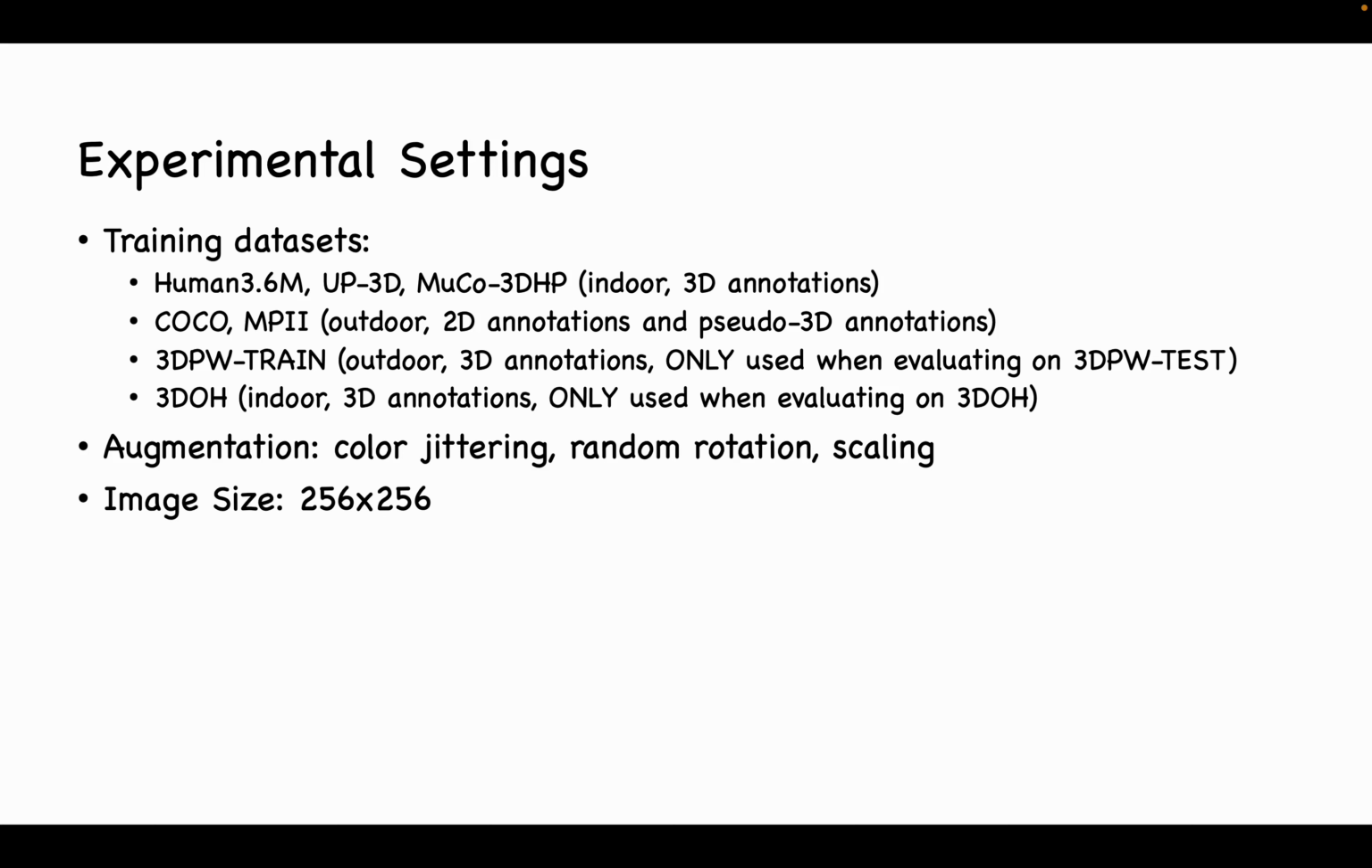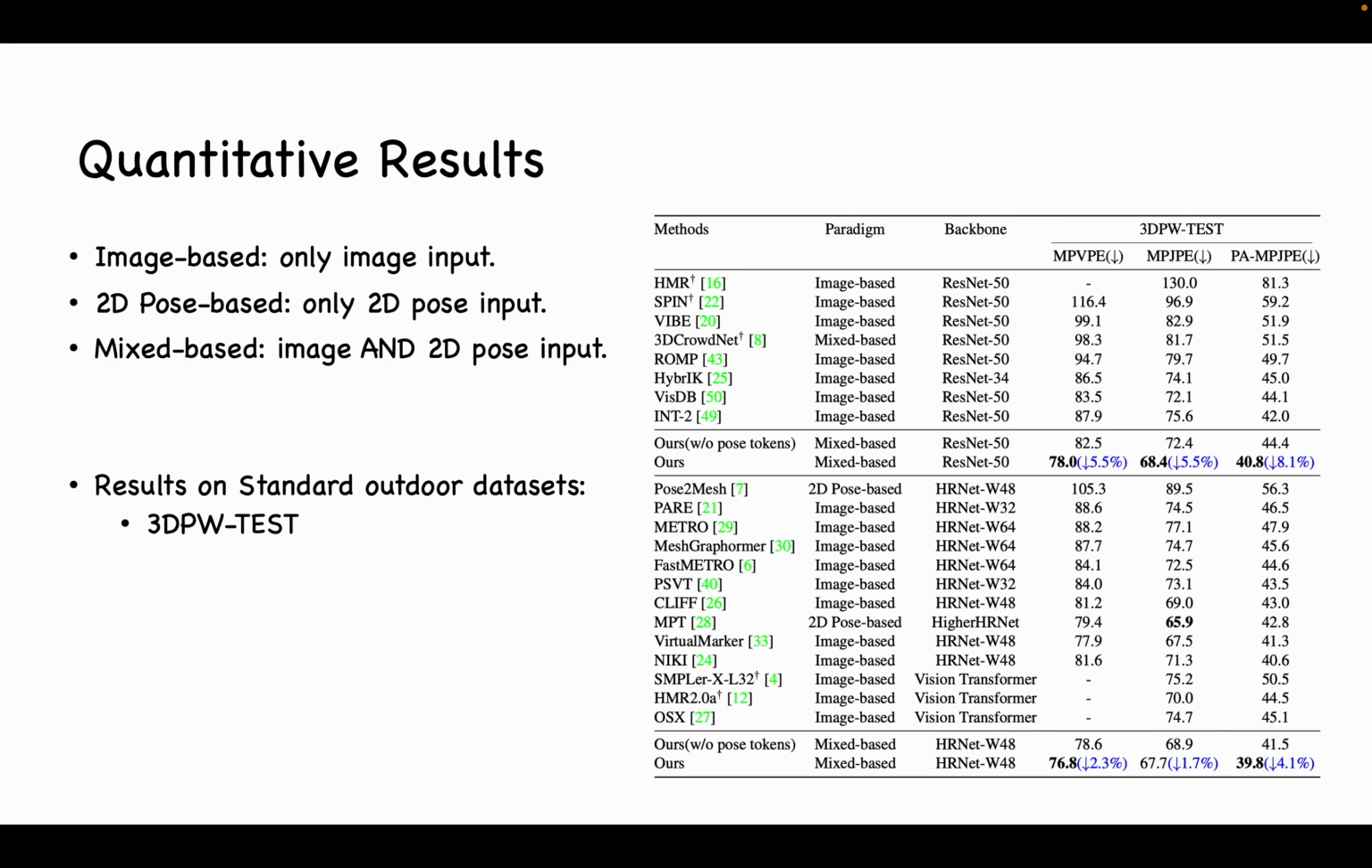As for image size, we fix our image input size to 256 by 256. We categorize different baselines into 3 types. Image-based indicates those baselines only take image as input, 2D pose-based indicates those baselines only take 2D poses as input, and mixed-based means that those baselines take both image and poses as input.